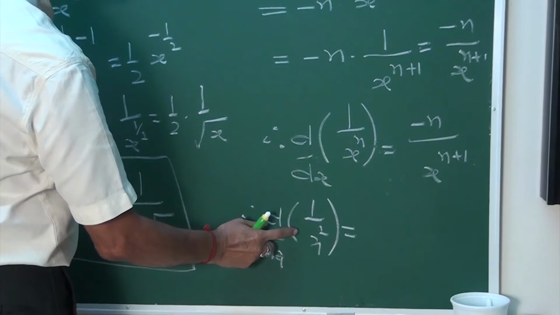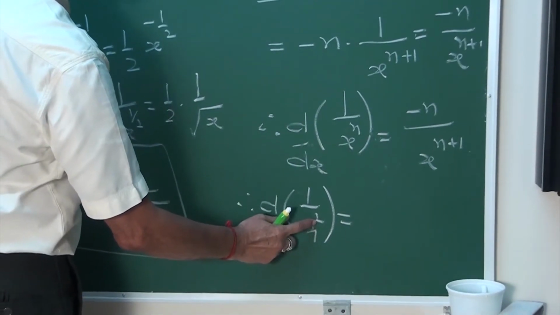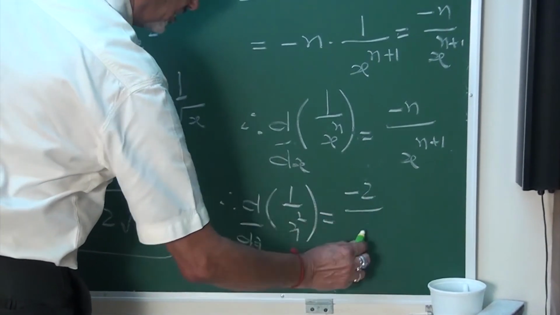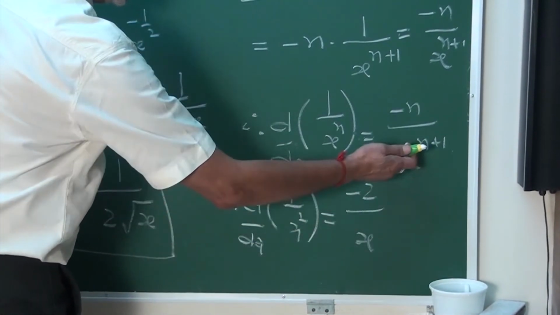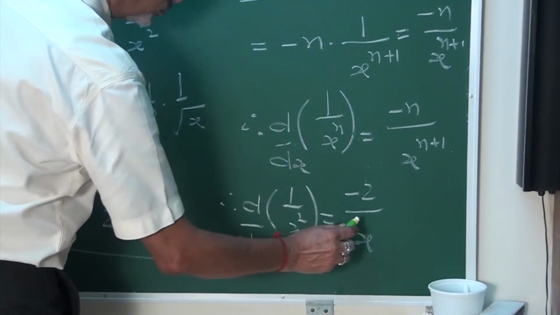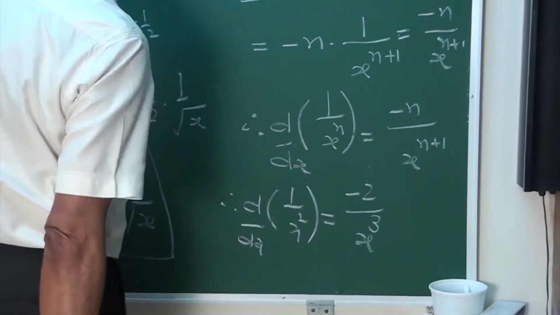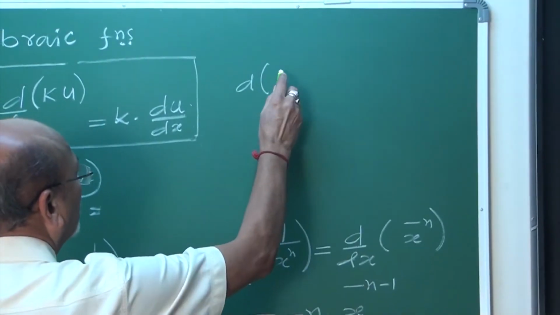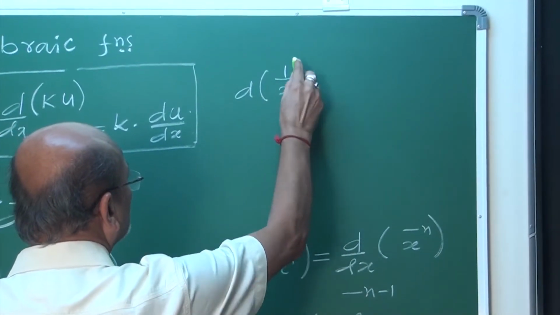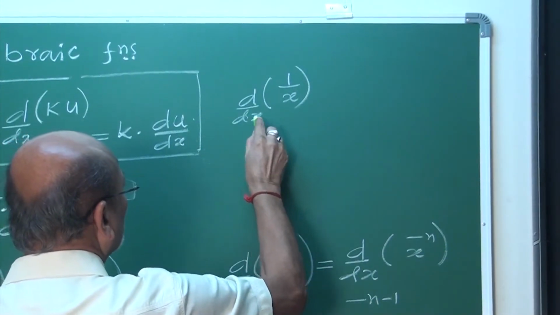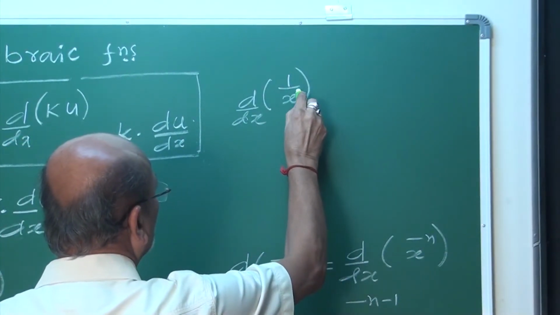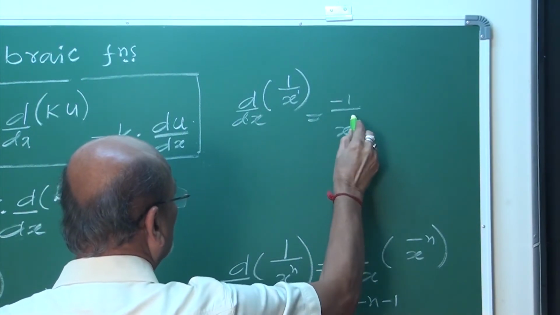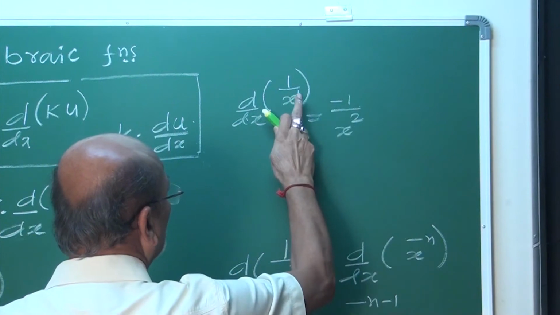Therefore, applying the same here, 1 upon x to the power 2: minus the power, down x to the power 1 more. 1 more means what? 2 plus 1, 3. Yes, similarly, while writing the derivative of 1 upon x with respect to x, what is the power here? 1. What is it? Minus 1, denominator x to the power 1 more. 1 plus 1 is 2.